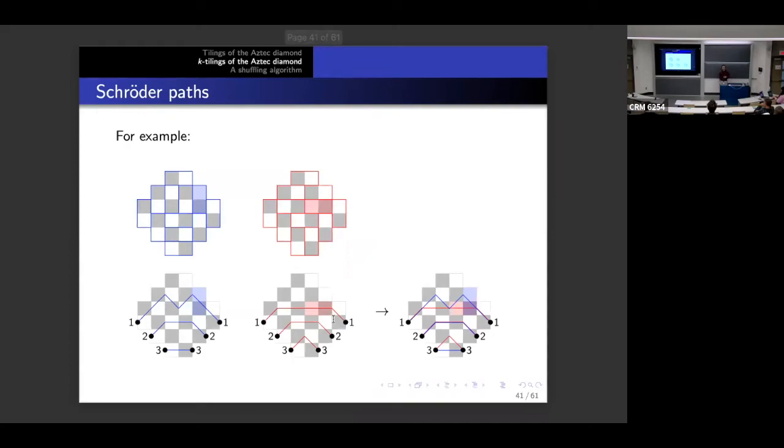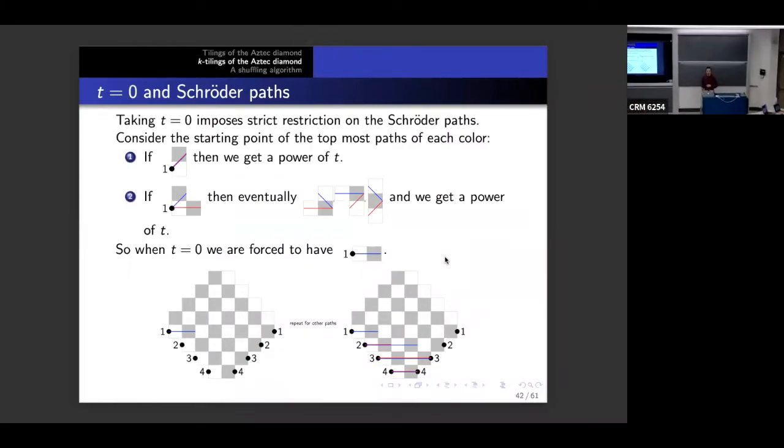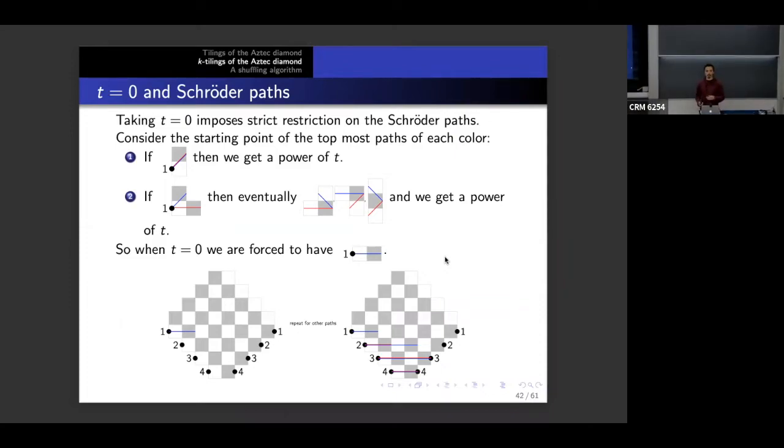We're going to think of only 2 colors for the time being, just because it's simpler. Here's an example. If we look at the highlighted dominoes and the Schroeder paths, we see a blue path coming down and a red path going horizontally, and they intersect with the blue path on top. That counts as an interaction in our Schroeder path, so that gives us a power of t. Now we want to take t to 0, and this is going to impose really strict restrictions on how the Schroeder paths are allowed to behave.